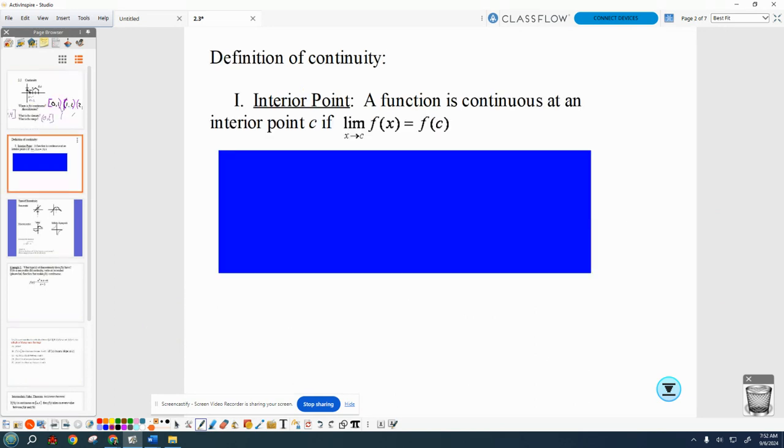Okay. Definition of continuity. There it is. It's continuous at C if the limit at C is equal to the function at C. And if I don't tell you what side, the limit at C, that means both directions need to come in at the same spot.